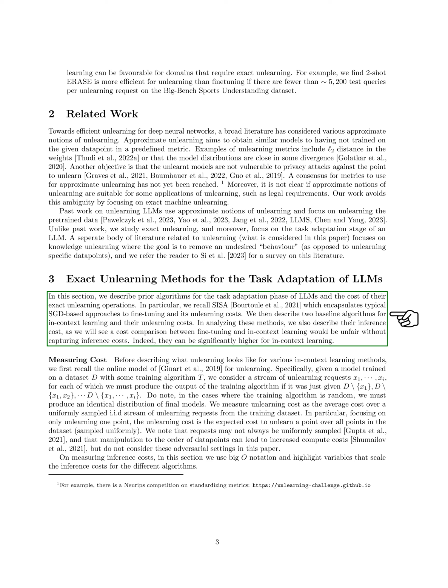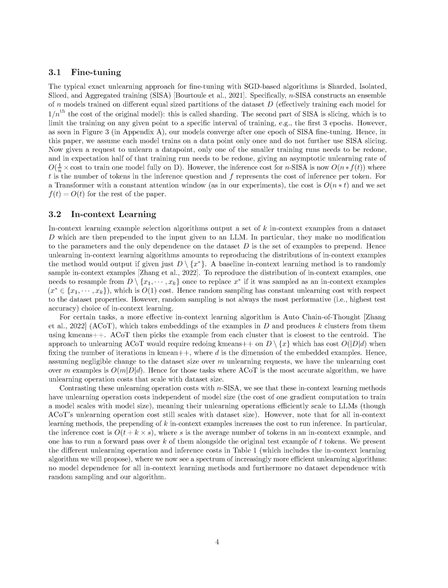Section Summary. The section, Related Work, discusses the existing literature on approximate unlearning for deep neural networks, focusing on metrics like L_2 distance in weights and model distribution divergence. It also highlights the ambiguity in choosing metrics for approximate unlearning and the potential unsuitability for certain applications like legal requirements. The section, Exact Unlearning Methods for the Task Adaptation of LLMs, delves into prior algorithms for the task adaptation phase of LLMs, emphasizing the unlearning costs of SISA and two baseline algorithms for in-context learning, while also considering inference costs for fair comparison.